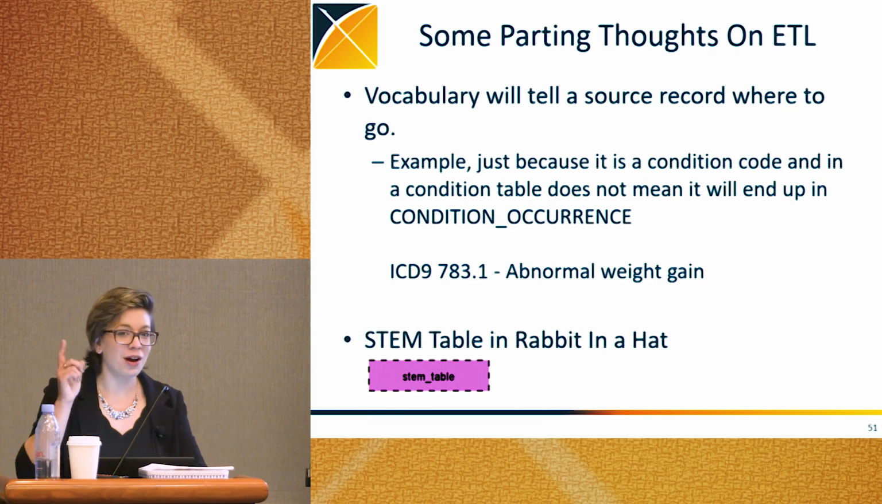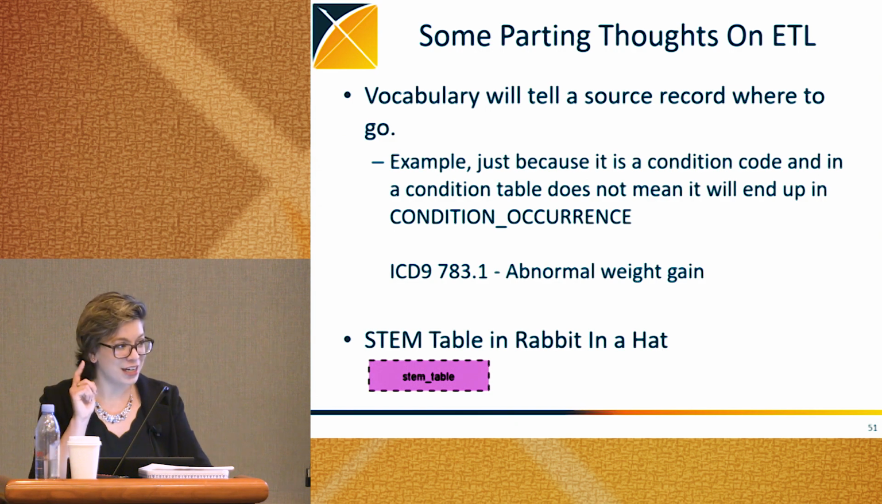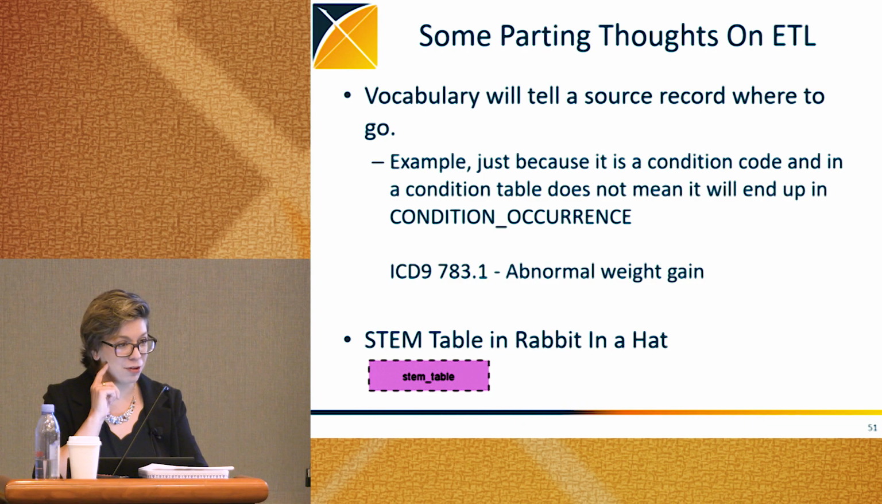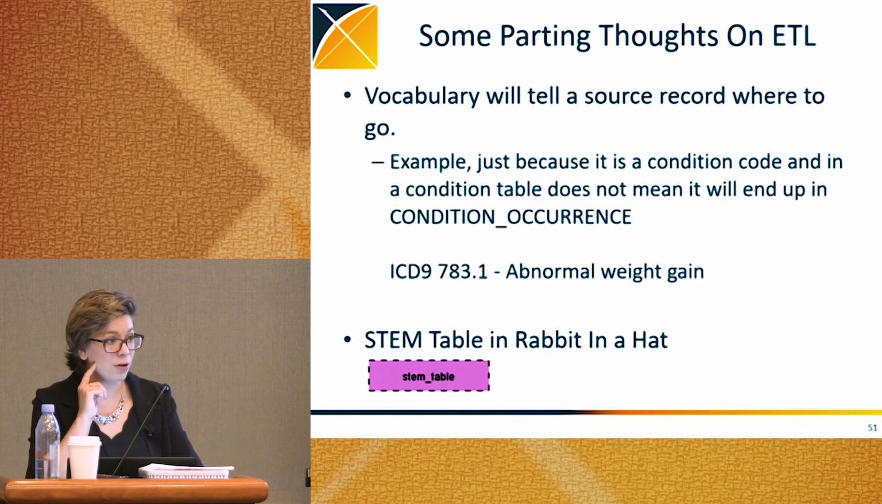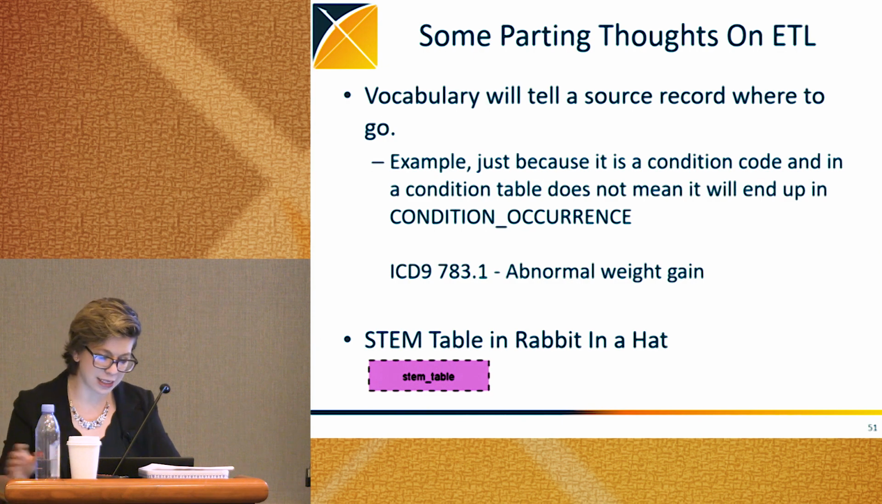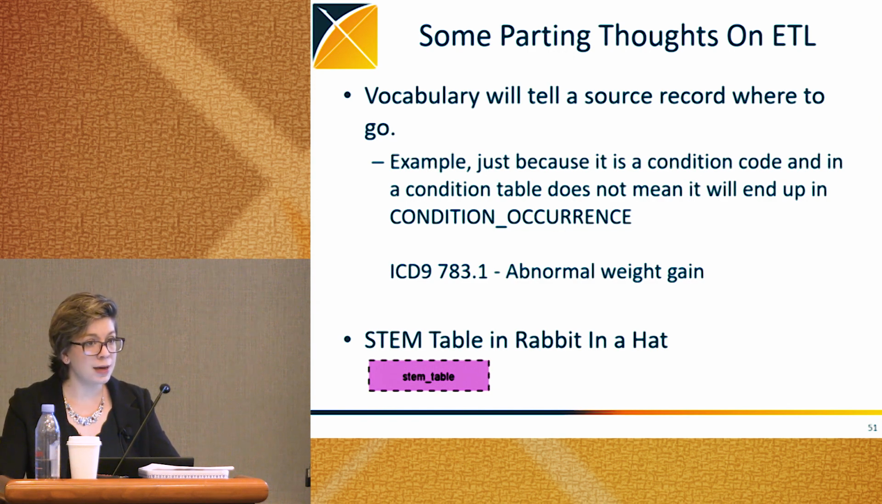So the reason I want to bring that up is that when you're thinking about your ETL, you might need to map your conditions table to the drug exposure table, because there might be some conditions that actually are drugs. In this case, I have an example here. There's an ICD-9 code for abnormal weight gain. If you look this up in the OMOP vocabulary, I believe it's an observation. So instead of being a condition, it would land in the observation table.